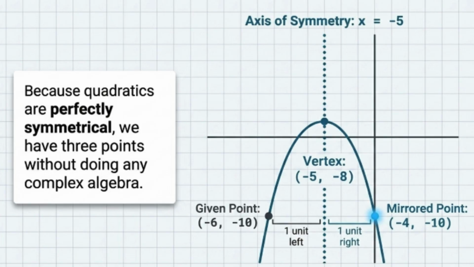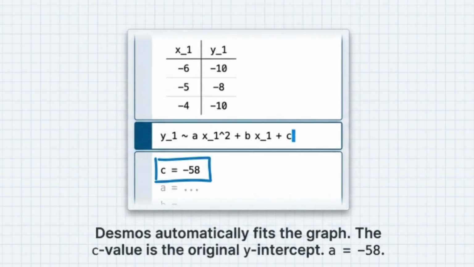2. Enter a table in Desmos. Click the plus button in Desmos to add a table and enter your 3 points. For x, enter -6, -5, and -4. For y, enter -10, -8, and -10.